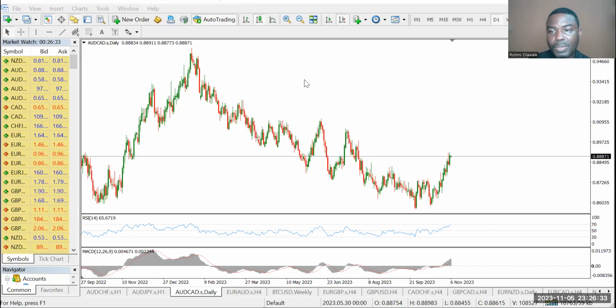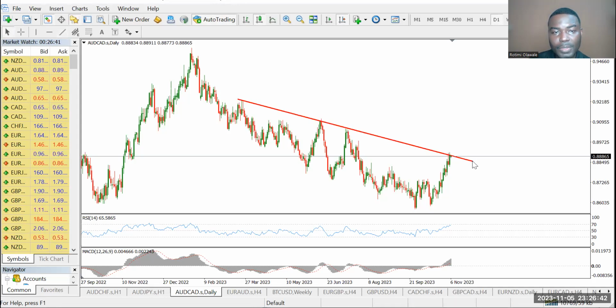All right, the next instrument I want to look at is the AUD CAD. And this is AUD CAD on the daily time frame. You can see that price has been trending downwards for a while. You can see the trend line and how price has been making a downward movement. And this is where price closed last week. So technically speaking, we're looking for a bearish continuation in the course of this week.